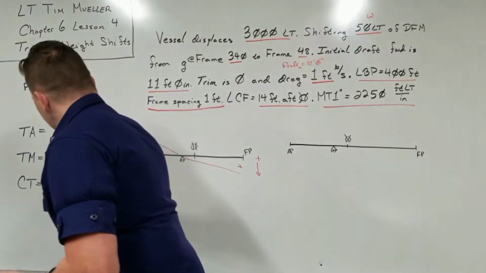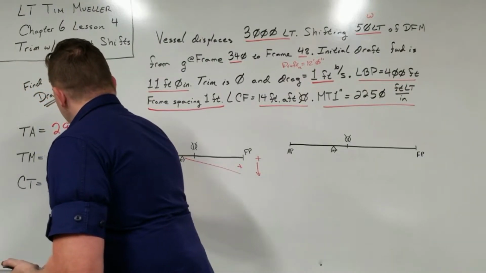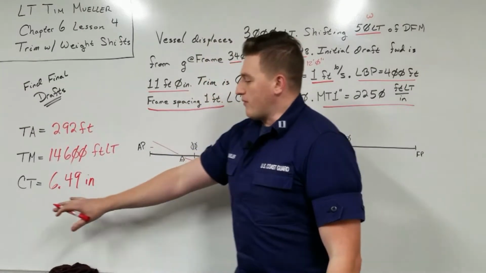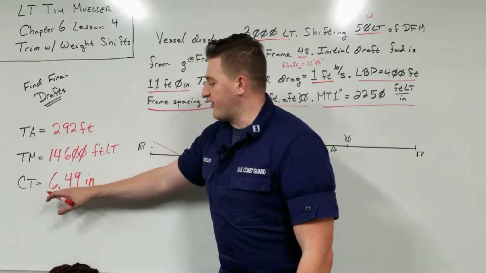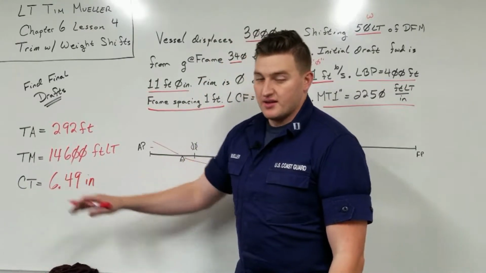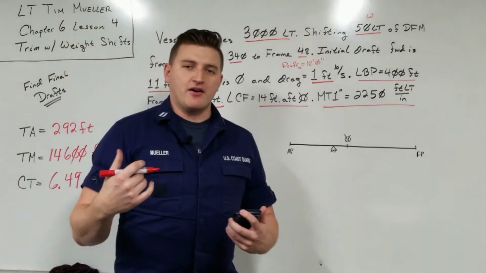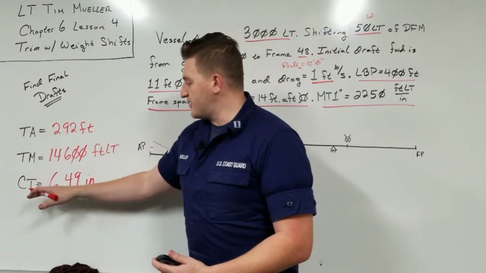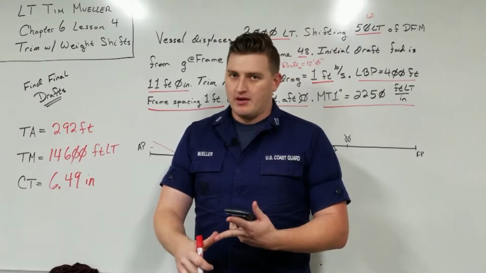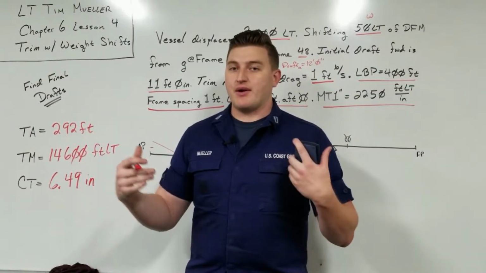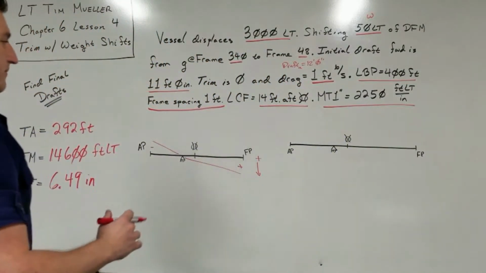So our change in trim is 6.49 inches. Remember, when we do change in trim, we're working in inches. Don't accidentally call this feet. All right, so next, what do we have to do? Now we have to think about our triangles. We have our CT, we have our LBP, we have our LCF. We have pretty much everything that we need. Now let's start drawing these triangles.